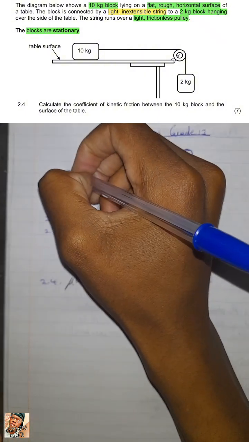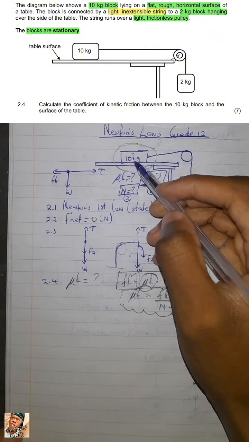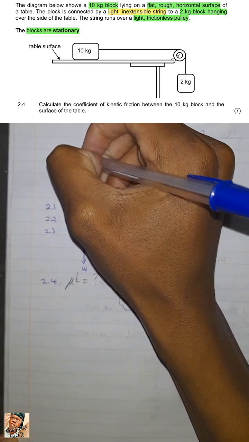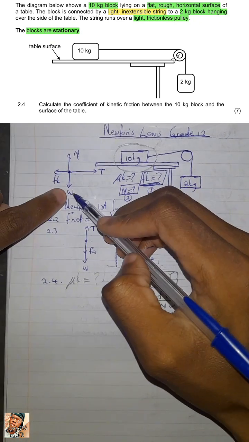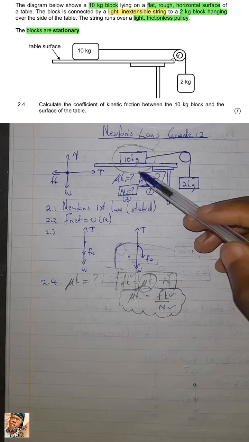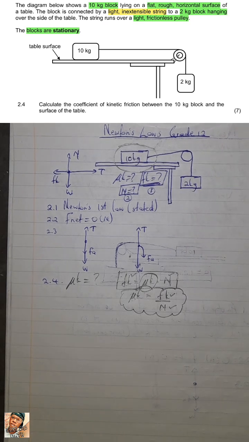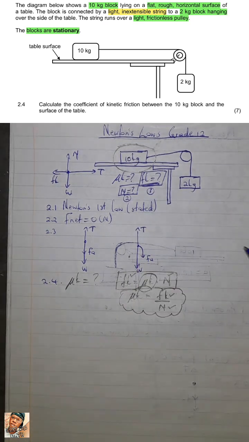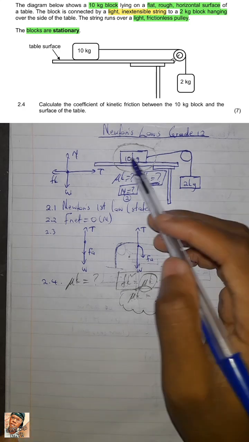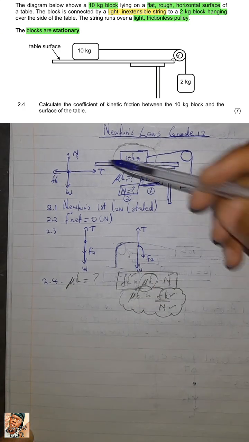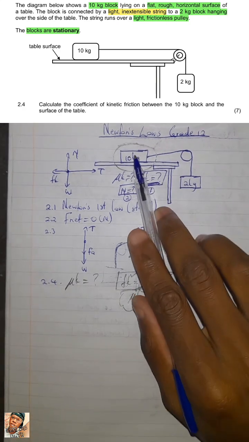But we're also going to have the gravitational force that is going to be acting on the 10 kg block, and of course the normal force. So the normal force and the weight are the vertical forces that are acting on the 10 kg block, and they're balanced. Why are they balanced? Why are they still balanced even though the system is no longer stationary? It is because the 10 kg block is moving horizontally, not vertically. So it means that the vertical forces have no effect on the motion of the 10 kg block.